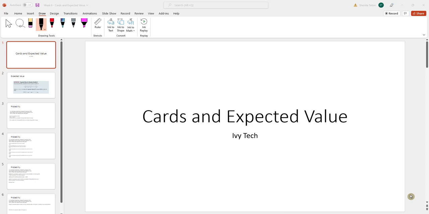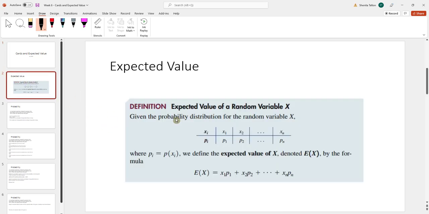In this video, I'm going to talk about cards and the expected value. So, the definition of the expected value of a random variable x is given by the probability distribution of the random variable x. So you have x, all your possible values of x, and then the corresponding probabilities. So the expected value of x is denoted by E of x, and it's x times its corresponding probability. So basically what you do is you just multiply these and then add them all up.